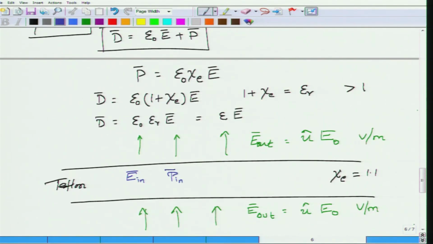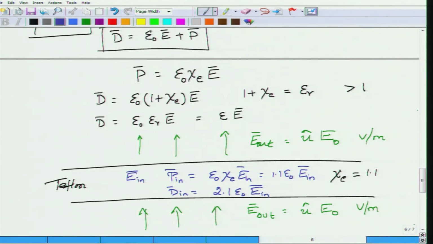P in, the polarization vector or the dipole moment density, that would be equal to epsilon 0 chi e times the electric field in, which is 1.1 times epsilon 0 times the inside electric field E in. What would be D in? The D vector would be (1 plus chi e) times epsilon 0 E in. 1 plus chi e is 2.1. So this will be 2.1 epsilon 0 E in, with appropriate measurement units.